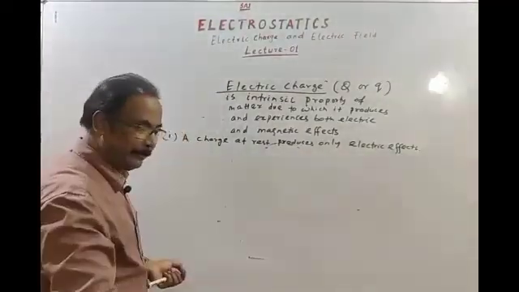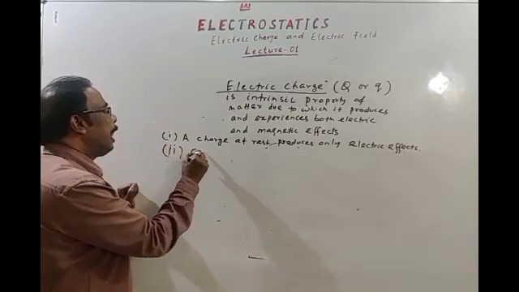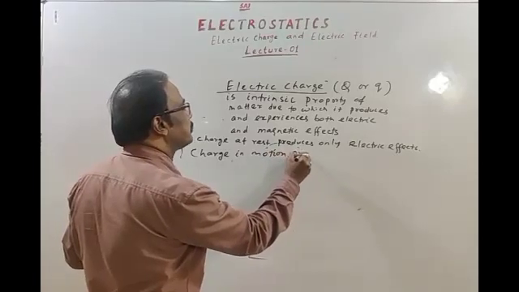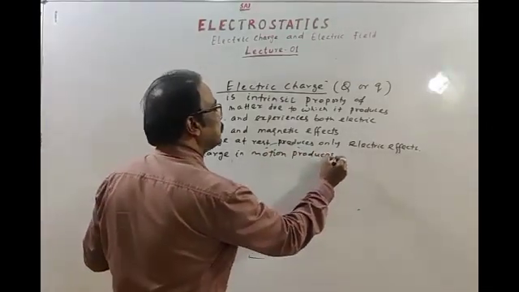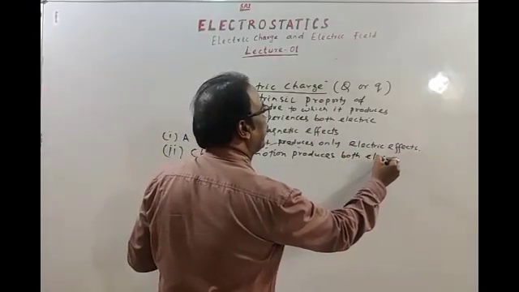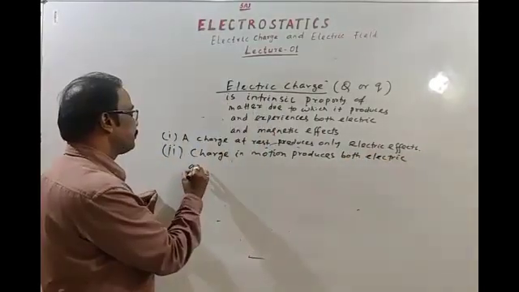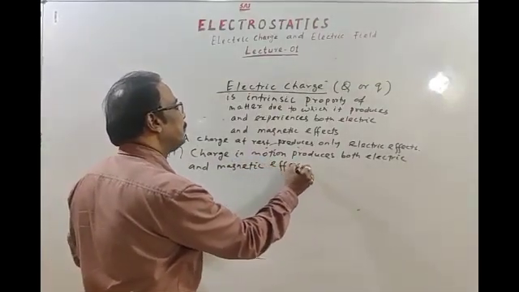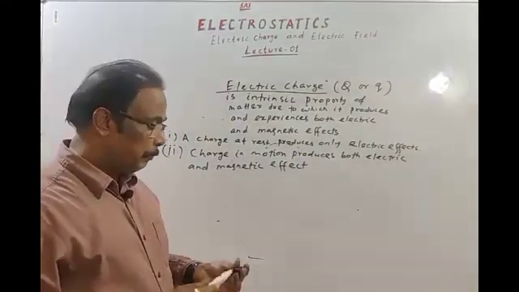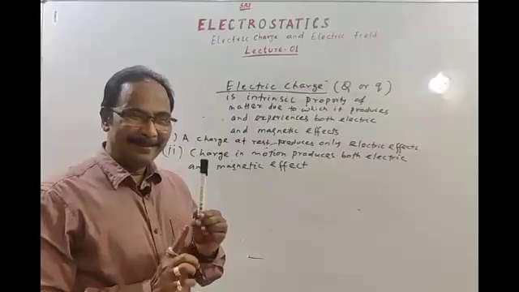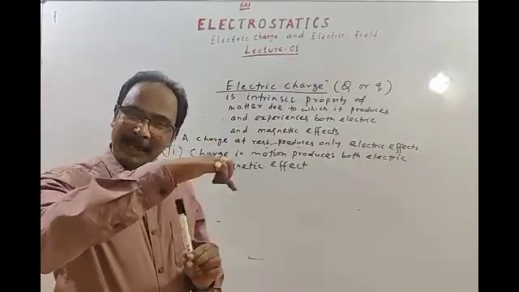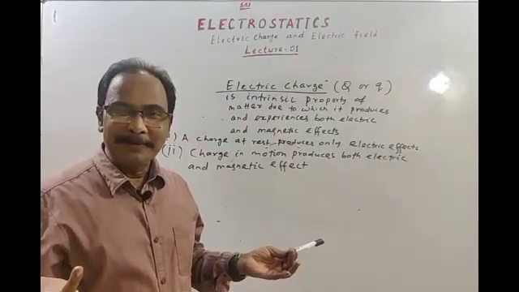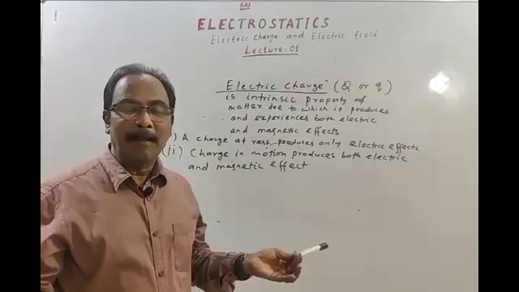Then the second point: a charge in motion produces both electric and magnetic effect. As we have discussed, if a charge is in motion in a conductor, the current carrying conductor produces a magnetic field all around it. Also, due to the presence of charge, it produces an electric effect. Thus a moving charge produces both electric and magnetic effect.